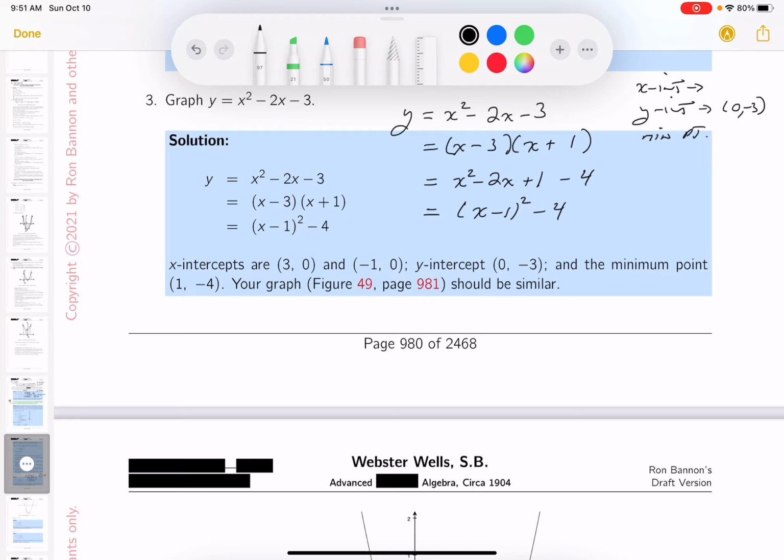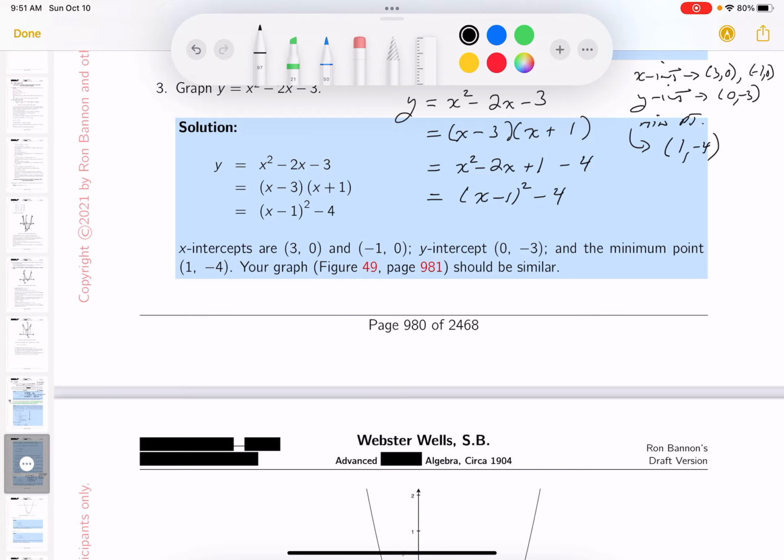I misspoke. It's going to be the zeros of the problem, which is going to occur at (3, 0), and the other one's going to be (minus 1, 0). What's the minimum point? The minimum point here is going to occur at (1, minus 4). I am now ready to put it down, all right? Now, when I graph something, you might be shocked that my graphs do not look as good as a machine can do, and you shouldn't be shocked by that. But let me just check things out if I'm writing things down correctly for you.